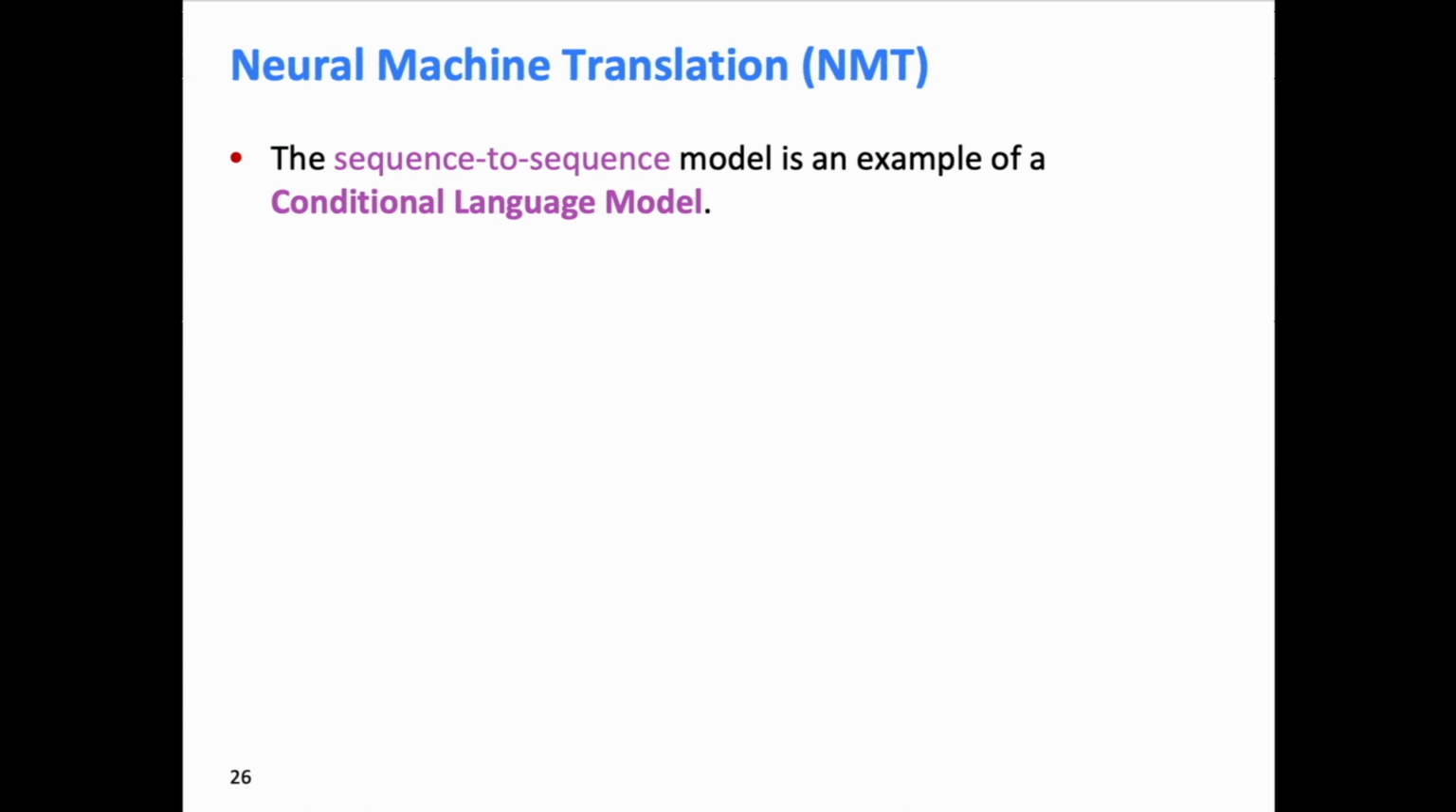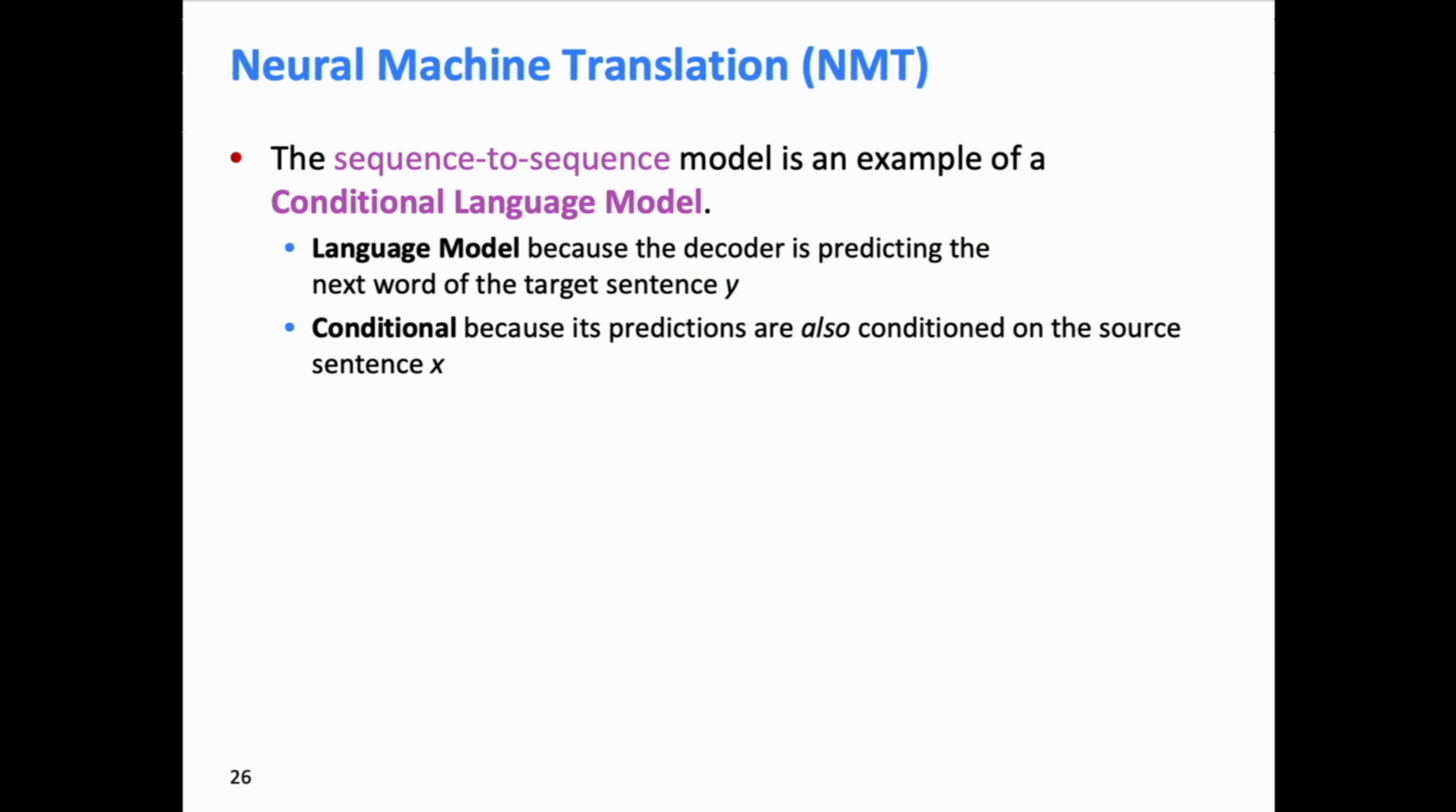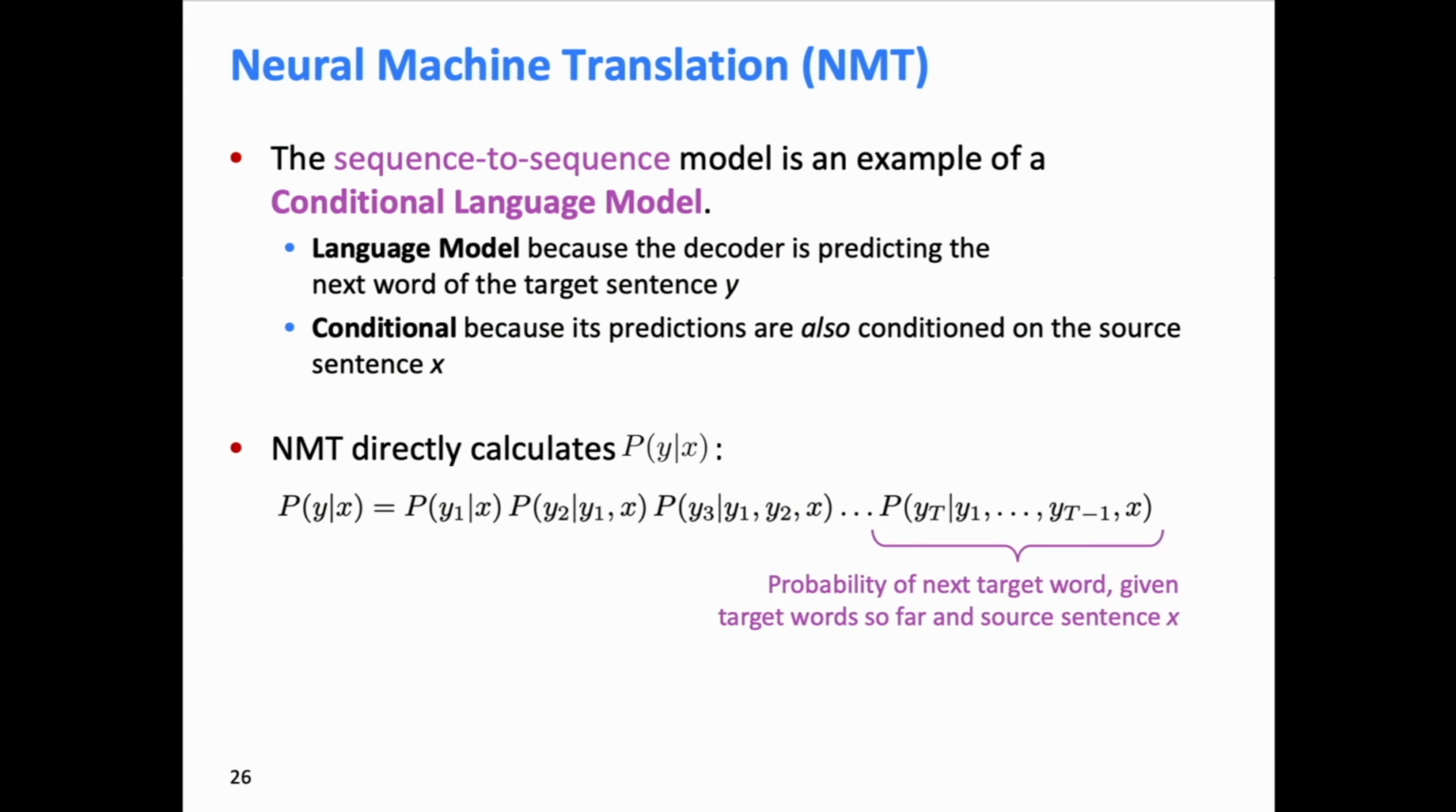Okay, so to recap, Seq2Seq is an example of a conditional language model. It's a language model because the decoder is a language model that's predicting the next target word. But it's a conditional language model because it's also conditioning on your source sentence, which is represented by the encoding of the source sentence. So you could view it like this. NMT is directly calculating the probability of the target sentence Y given the source sentence X. If you look at this, you'll see that this is just breaking down the probability of the sequence Y, which we suppose is of length capital T. You can break it down into being the probability of the first word of Y given X, and then the probability of the second word of Y given the words that came before and X, and so on. So in fact, you can see that each of the terms in this product on the right are probabilities of the next target word given all the ones so far and also the source sentence.